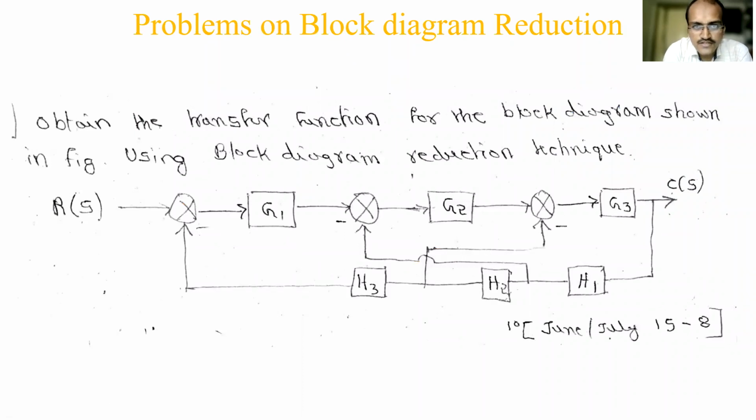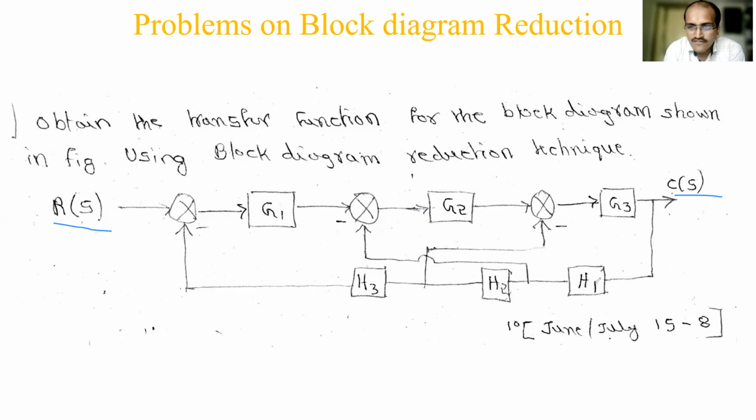Obtain the transfer function for the block diagram shown in the figure using the block diagram reduction technique. This question was asked in the June July paper for 8 marks. What do you have in this block diagram? First look at the diagram, this is very important. R of S is there and C of S is the output, and then you have 3 summing points. In between the summing points you have G1, G2, G3.